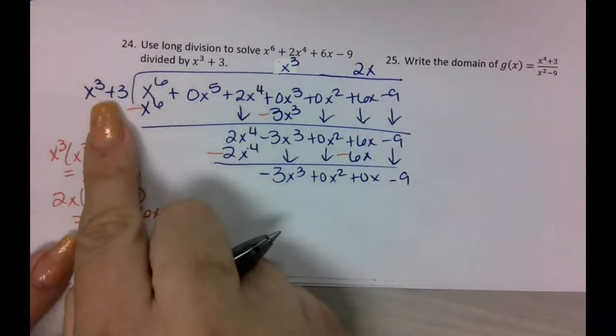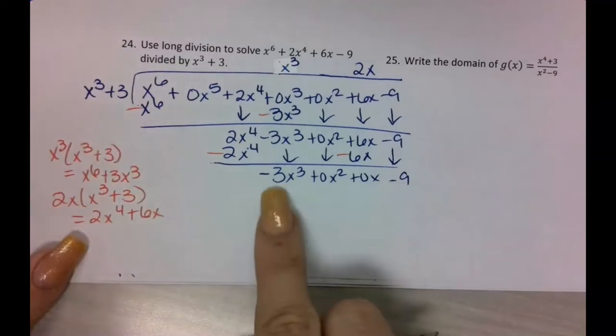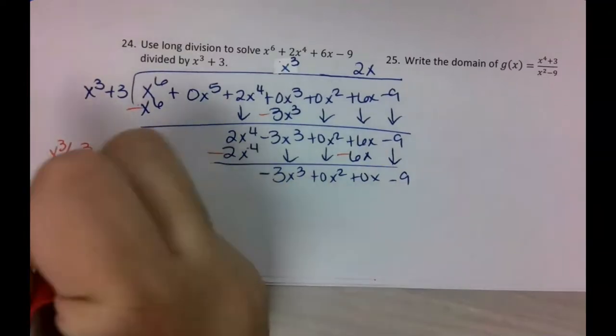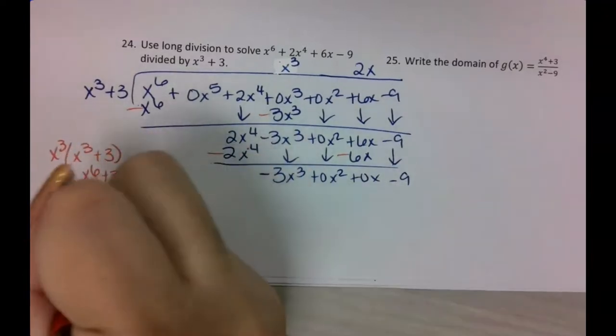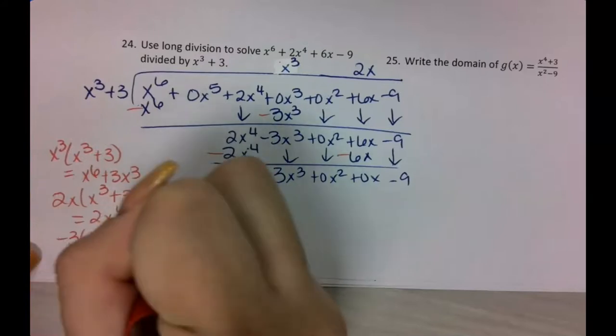I'm looking for what I want to multiply x cubed by to turn it into negative 3x cubed. This is negative 3. That is going to give me negative 3x cubed minus 9.